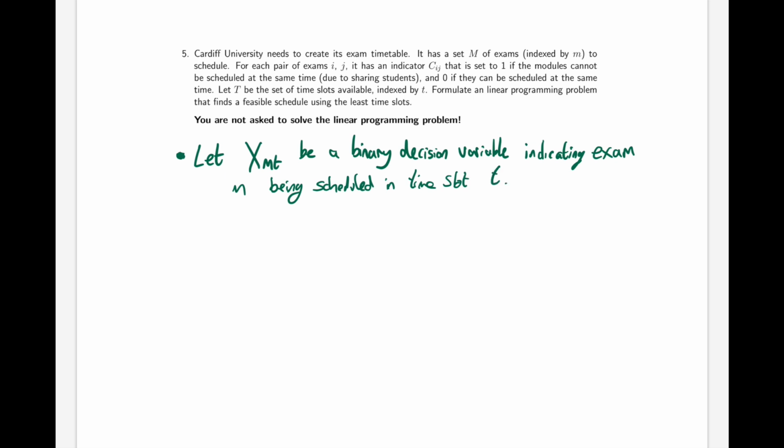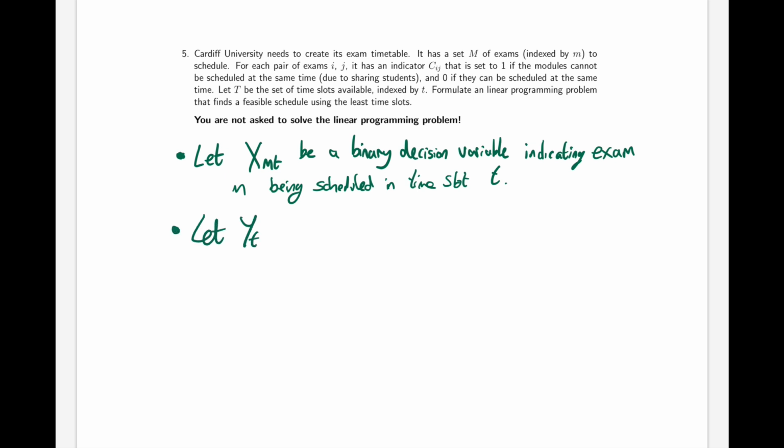Okay, now that isn't enough for this problem, because if we think about what our objective would be, our objective would be to find a schedule using the least time slots. So we also need to know how many time slots we are going to be using. Now, we can't just use these x_mt because how many of those x_mt are going to be set to 1? Well, there's going to be M of them. There has to be, because every exam needs to be scheduled. So counting up the x_mt only tells us how many exams are scheduled and not how many time slots are used. So let's introduce another decision variable.